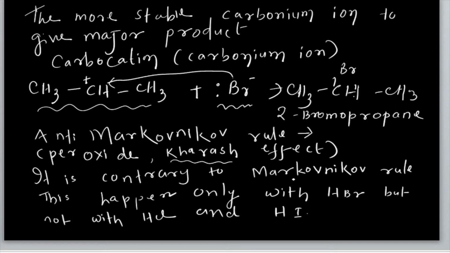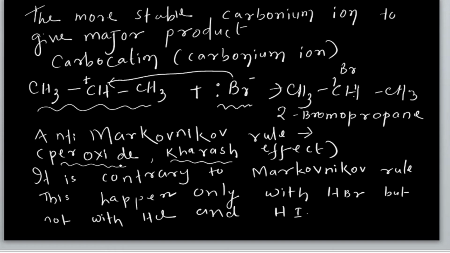It is contrary to Markovnikov's rule, and this happens only with HBr but not with HCl and HI. Then what is the meaning? Anti-Markovnikov's rule means it will not follow Markovnikov's rule. It is contrary to Markovnikov's rule. And who discovered this one? The scientist Kharasch. So it is called the Kharasch effect. Here benzoyl peroxide is used. That is why it is called the peroxide effect. And remember, only HBr is used in anti-Markovnikov's rule, but not HCl or HI.